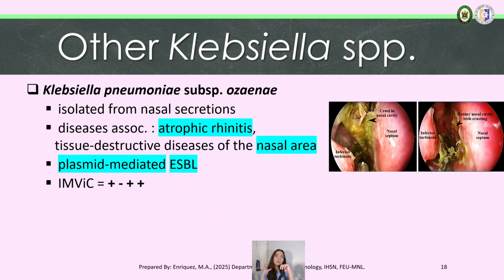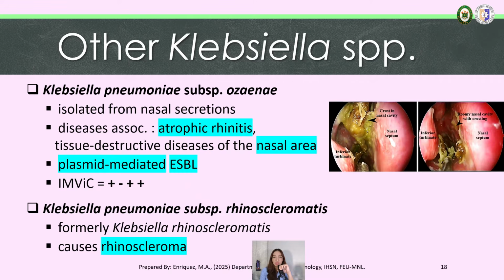Okay, so upon exploration of the nasal cavity, this is what the infected areas would look like, as we can see right here in this picture. So Klebsiella pneumoniae subspecies ozonae is highly associated with the presence of plasmid-mediated ESBLs, contributing to the large numbers of antimicrobial resistant hospital-acquired infections. So ESBLs, or microorganisms that produce enzymes known as extended spectrum beta-lactamases, are resistant to most beta-lactam antibiotics, including penicillins and cephalosporins.